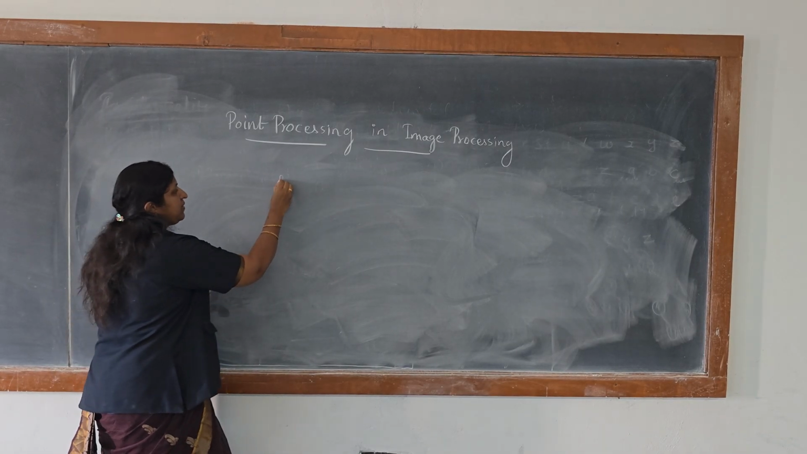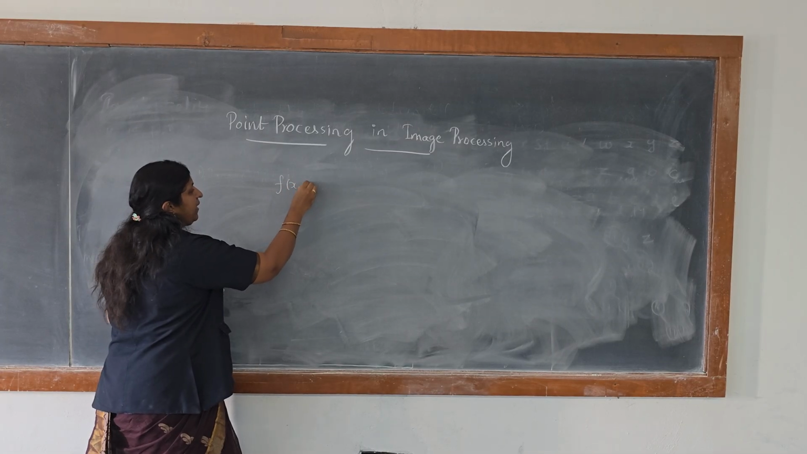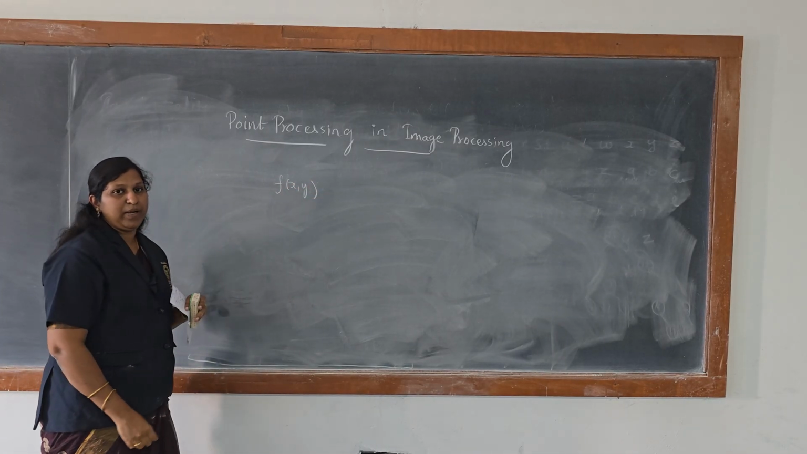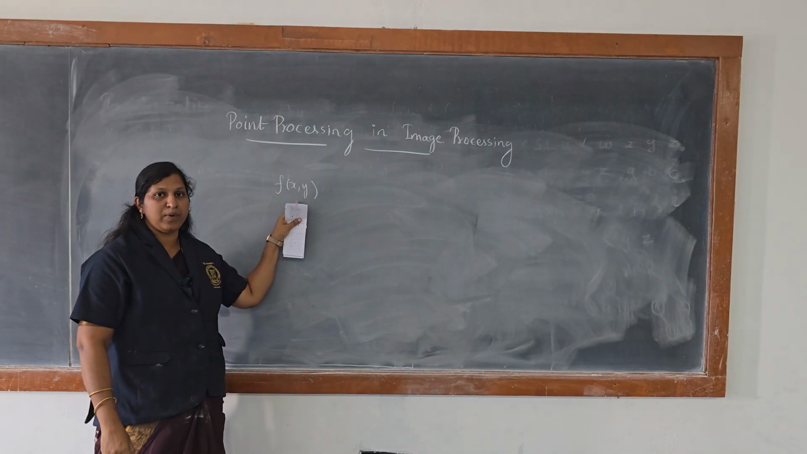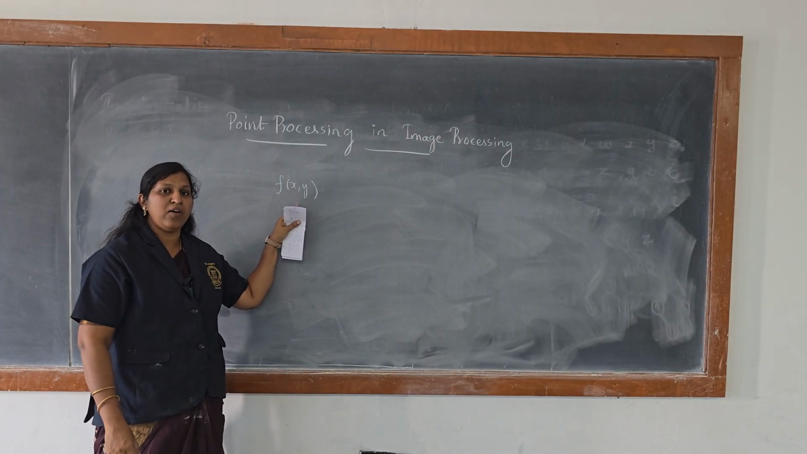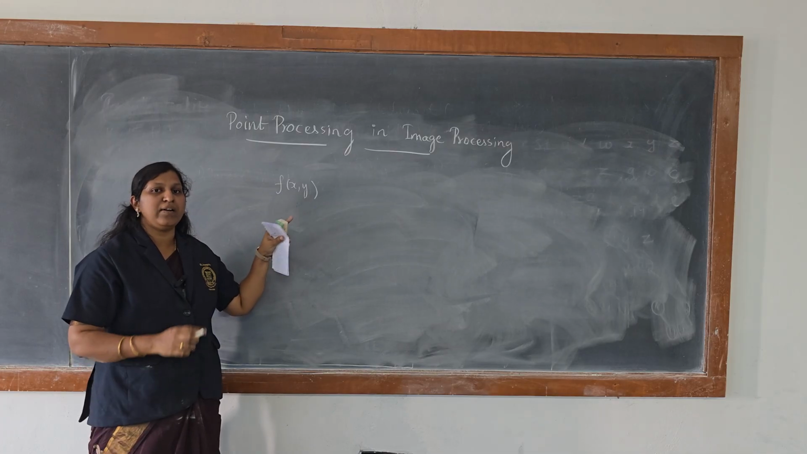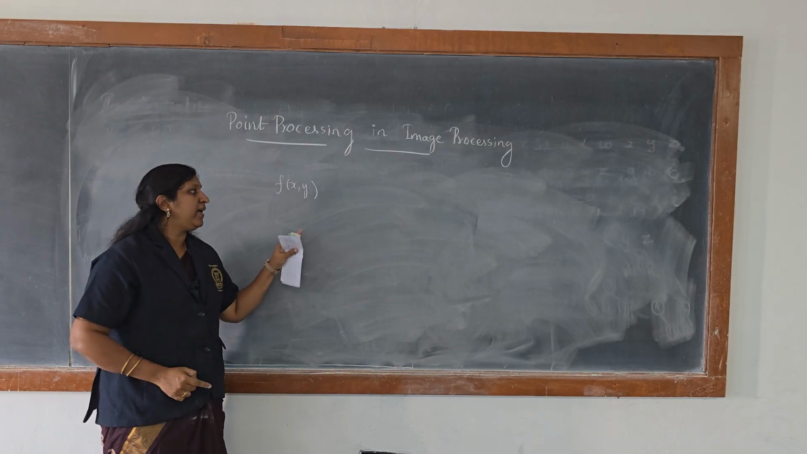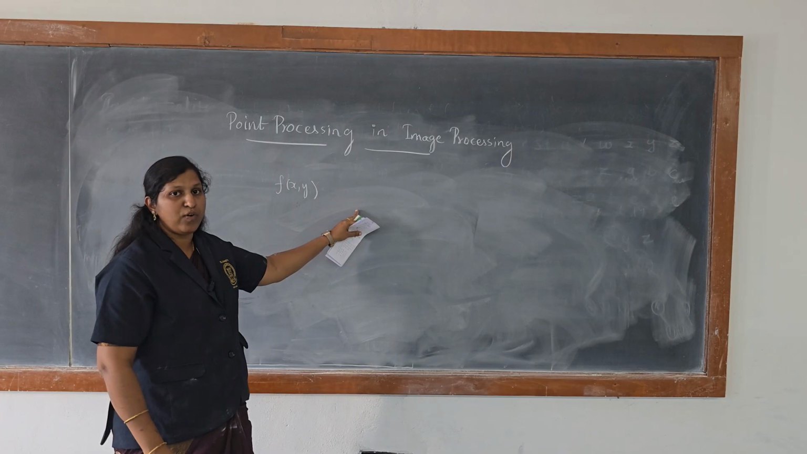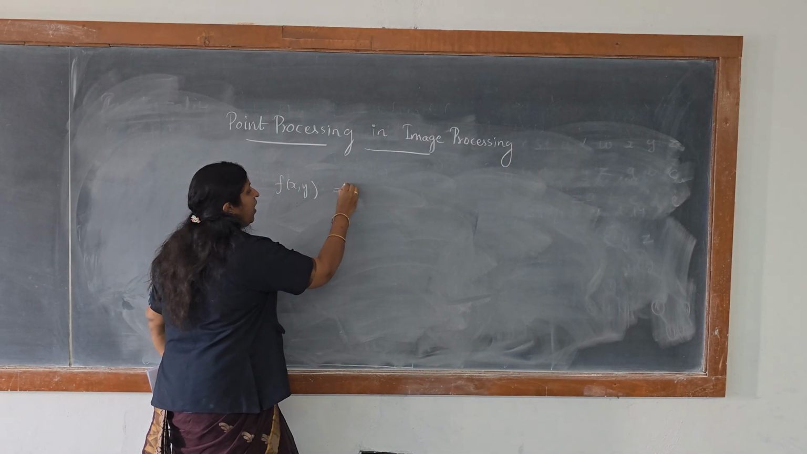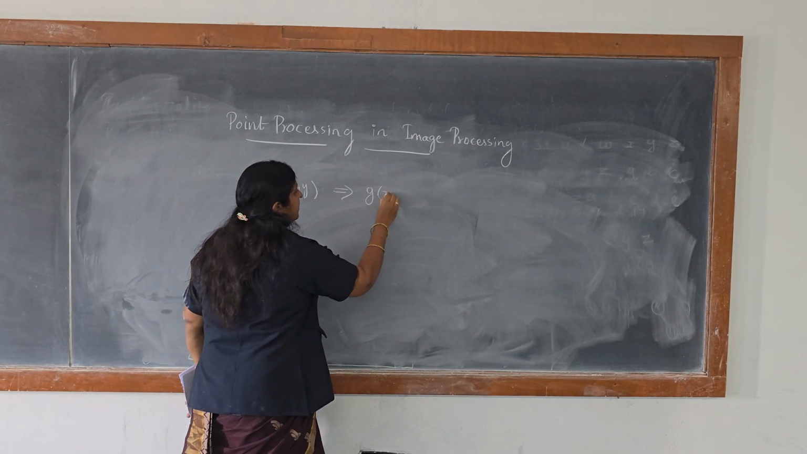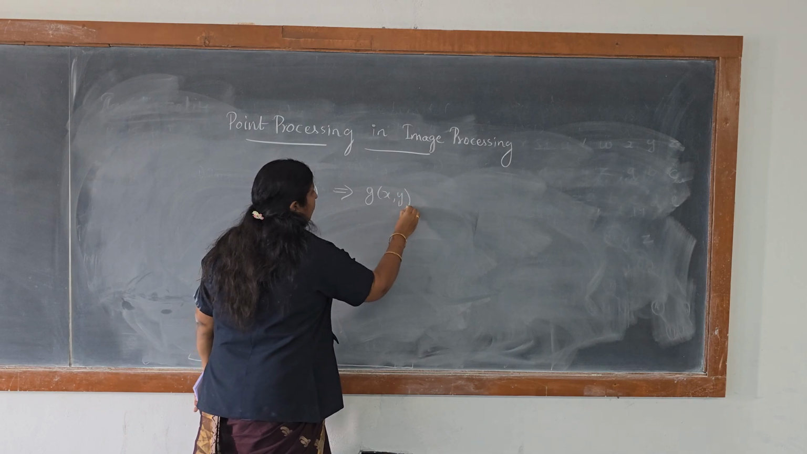Generally we use f of x comma y to represent the input image. This is the input image representation. In this image we have a number of pixel values. We take each and every pixel value and do some process over it, and finally we get the transformed form, that is called the output image. That is represented as g of x comma y.